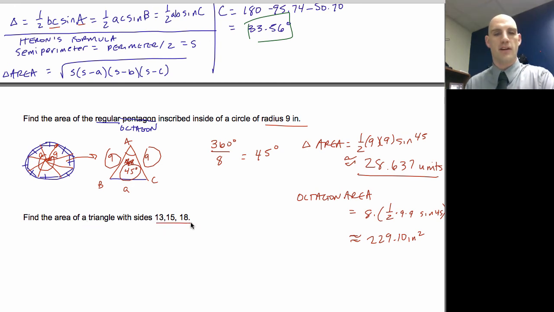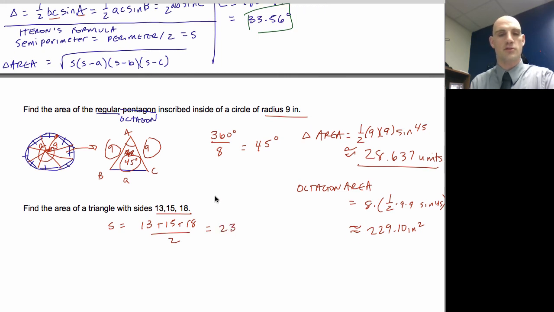All right, the last one's easier. I'm finding the area. I have 3 sides. That's Heron's formula. So my semi-perimeter is 13 plus 15 plus 18 divided by 2. And that's going to give me 28 plus 18 would be 46, so that's going to be 23. So my semi-perimeter is 23.